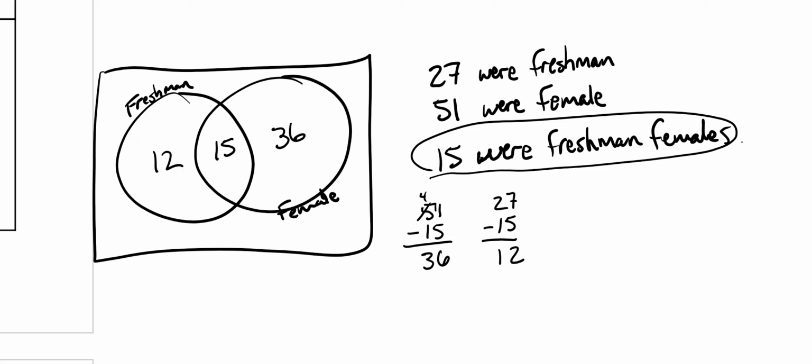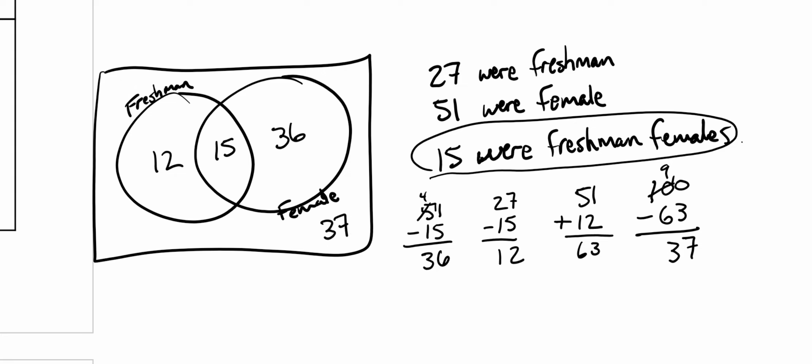And then if you add those all together, 15 plus 36 is the females, that's 51. If I take 51 and add that to 12, that's the total that are freshmen and/or female, and that would be 63. So the total that are neither, just to fill out the Venn diagram so you get practice, that would be 37. So altogether, if you add those numbers together, you're going to get the 100 that were in the sample space.